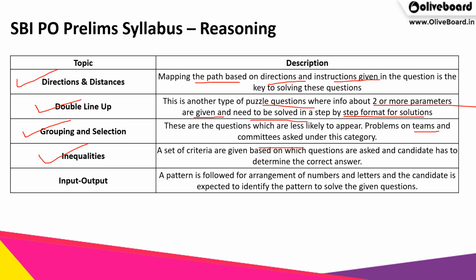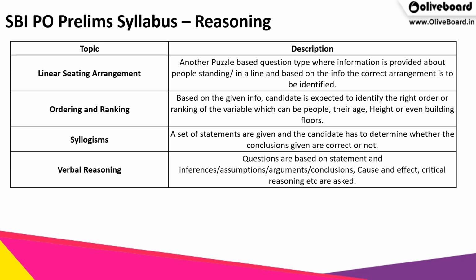Then we have inequalities, wherein a set of criteria is given based on which questions are asked, and you have to determine the correct answer. We have input output, wherein a pattern is followed for arrangement of numbers and letters, and you have to find the pattern or identify the pattern and solve the question accordingly. Then we have linear sitting arrangement. So this is just like the circular sitting arrangement, but here people will be sitting in a linear way. So they can be either standing or sitting, but this will be following a line pattern.